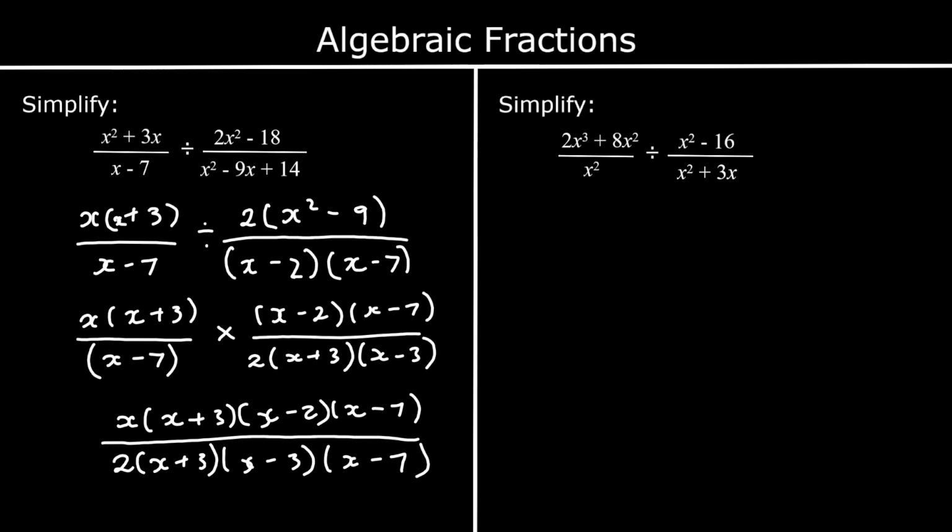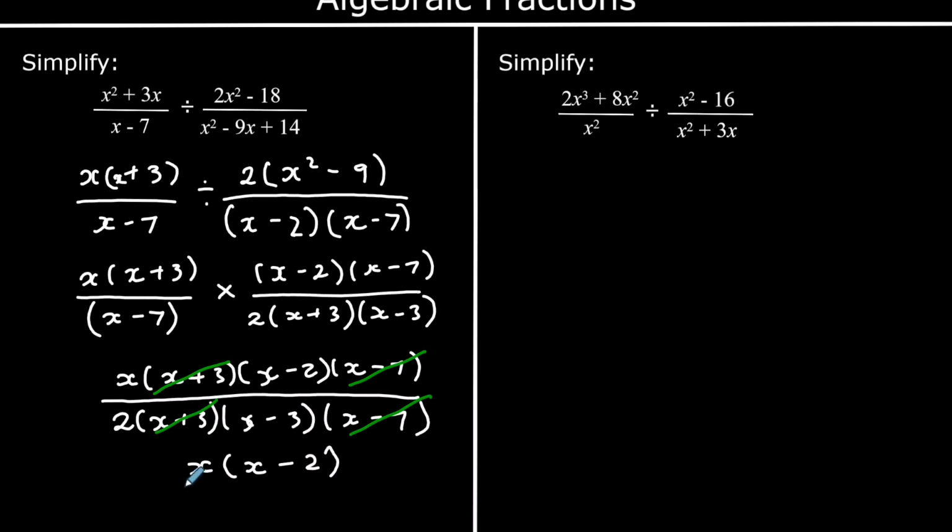Now I'm going to simplify, going to cancel out what's common to the top and the bottom. They've both got an x minus 7. They've both got an x plus 3. So that leaves x times x minus 2 over 2 times x minus 3. One for you to try. Pause the video, give it a go.